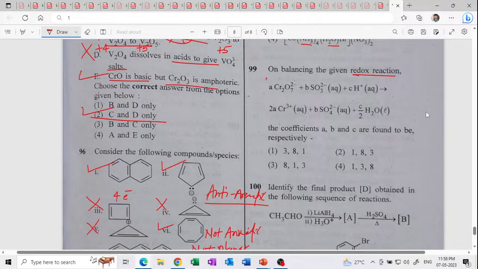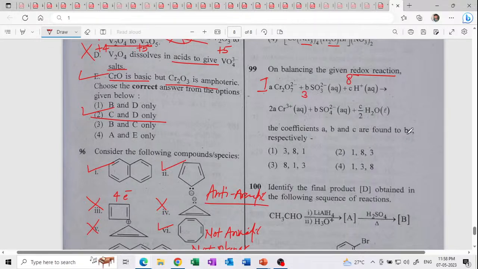So yes, this is the chromium balance as a 1. So this is 1, then b, so this is the 3. b will be 3. And then what is the c? c is the 8. So this is the 8.